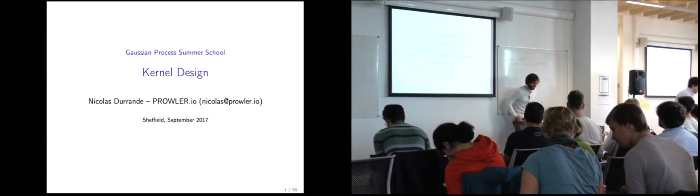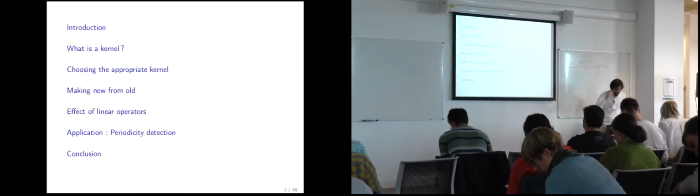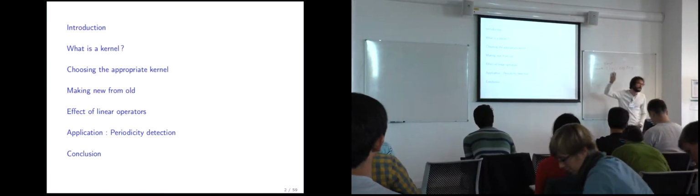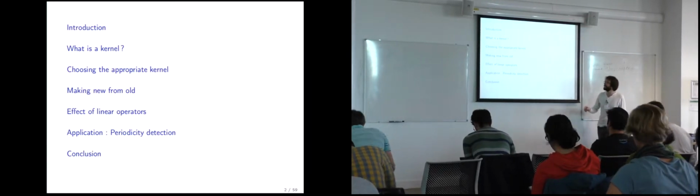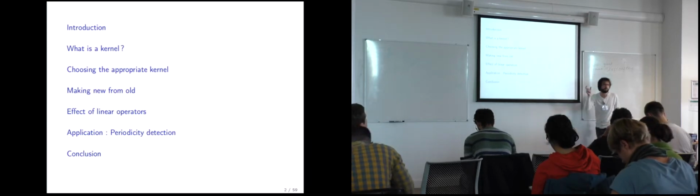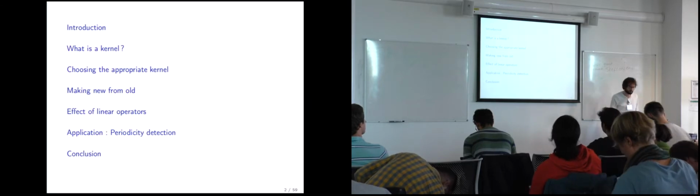Thank you, Mauricio. So I'm going to talk about kernels. We've seen this morning 2 introductions. I'm going to make a 3rd introduction to Gaussian process models, but that will be very short. And then I will focus a bit more on what this covariance function is and how we can play with this covariance function to make models more interesting.